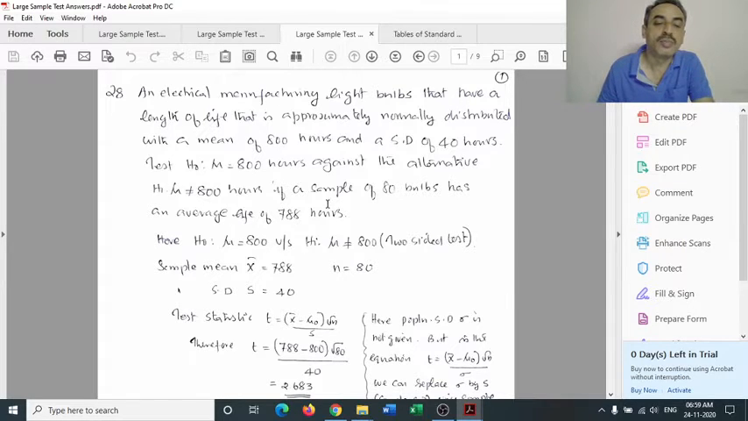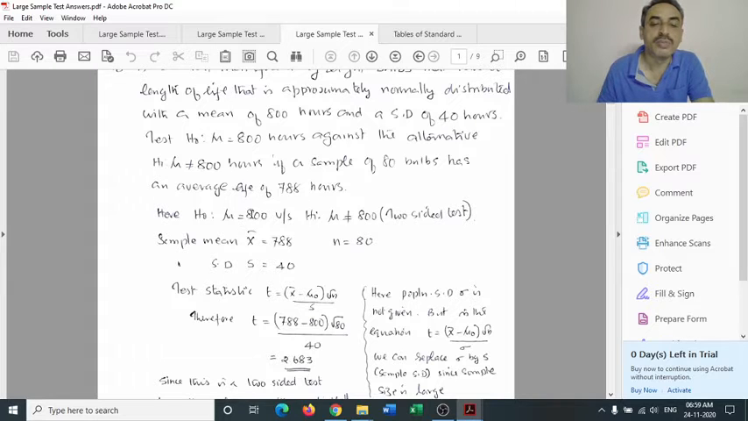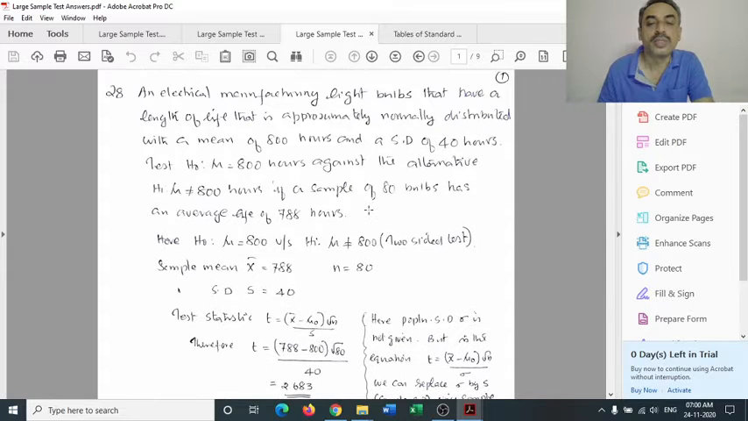Here, the hypothesis to be tested is H0: mu equal to 800 versus mu not equal to 800. That is, there is a belief that average life length is 800 hours. The question is, is it true or not? To test this hypothesis, we draw a sample of size 80, and the sample mean is found to be 788. So we naturally suspect that the population mean is not 800. There is somewhat of a difference, a dip from 800 to 788. That's why we test mu equal to 800 versus mu not equal to 800.